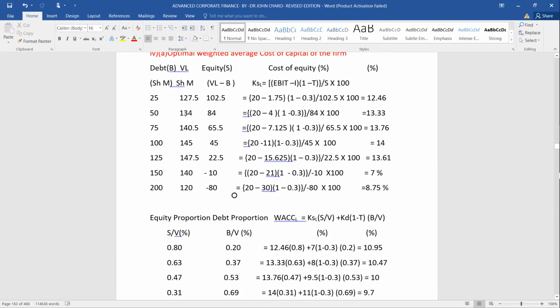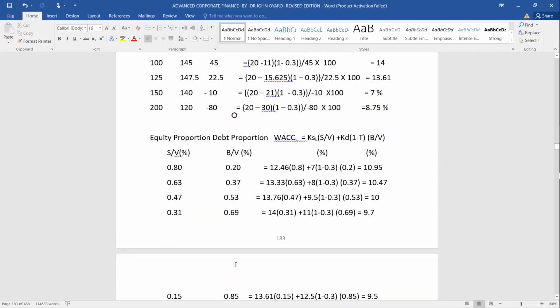S over V, the equity proportion, is it 0.63? 84 divided by 134, 0.63. And 50 divided by 134, 0.37? That proportion, yes. Is very nice.